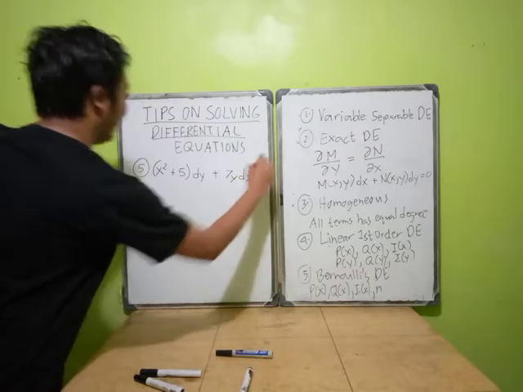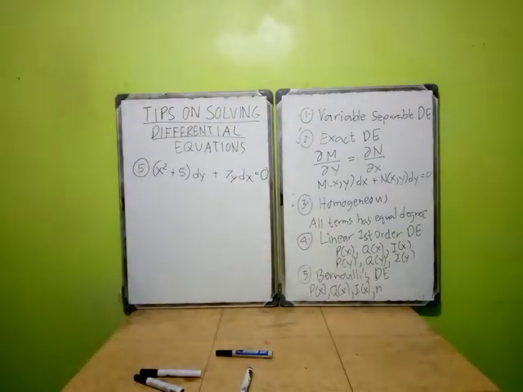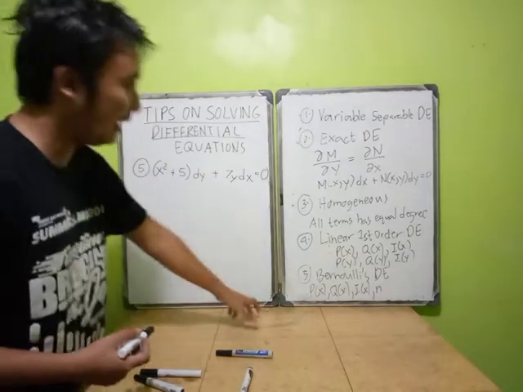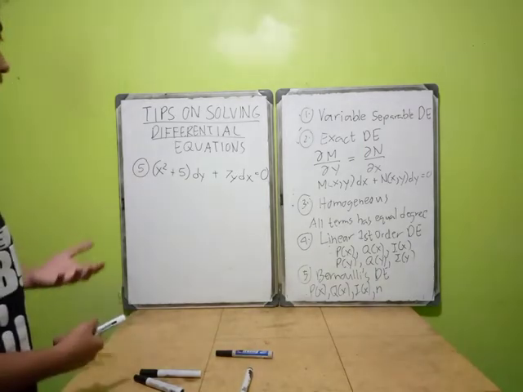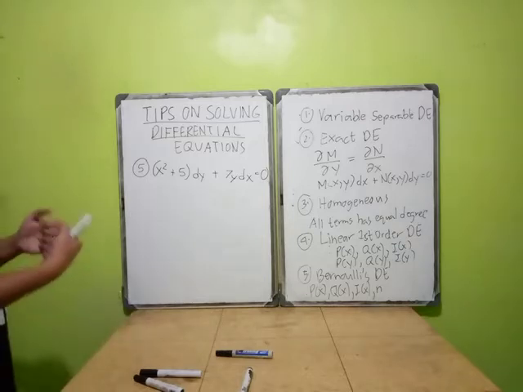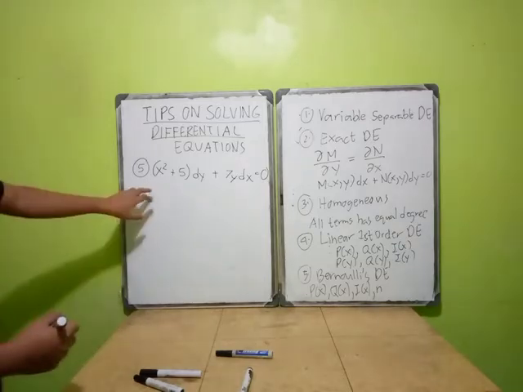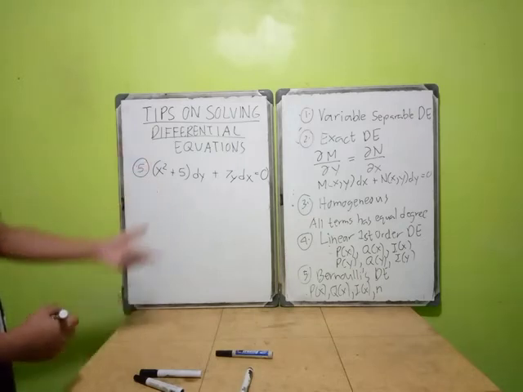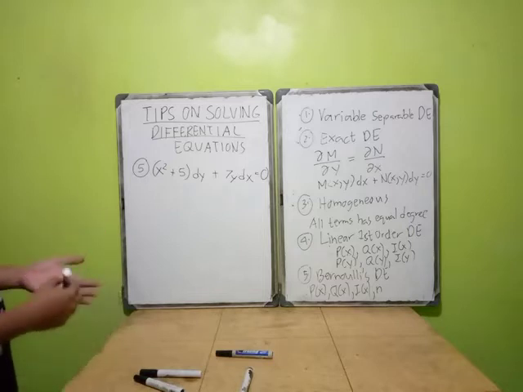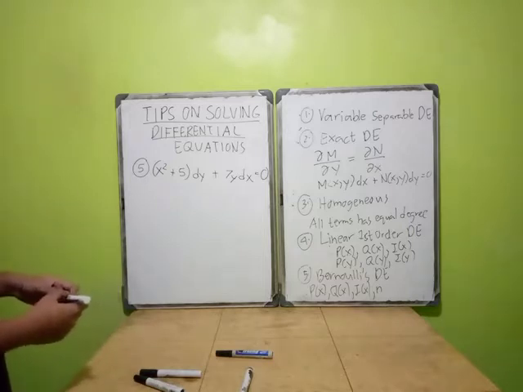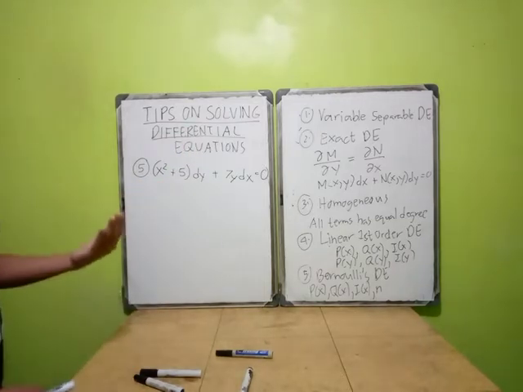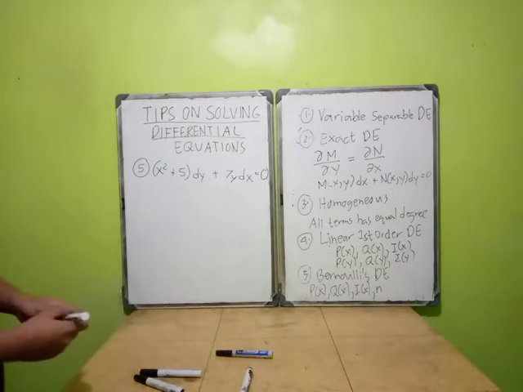So let's have this example. The first thing we will do here is to try. From these 5 types of elementary differential equations, what do we do first? We identify if it is variable separable. What is variable separable? As you can remember, variable separable means you can separate on one side dx only, and on the other side dy only.